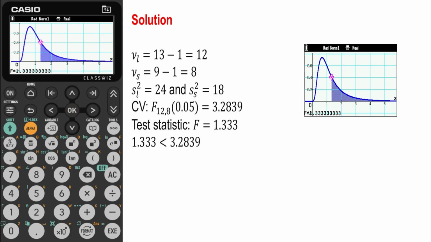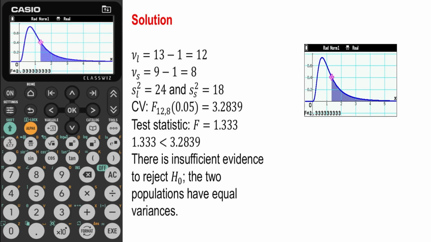What we can now do is compare this with the critical value of 3.289, and you will see that the 3.289 is greater than the 1.333, and therefore there is insufficient evidence to reject H0. The two populations have equal variances.